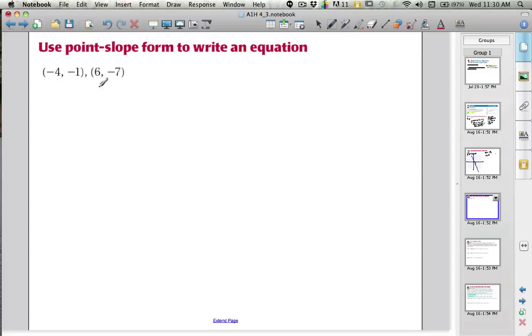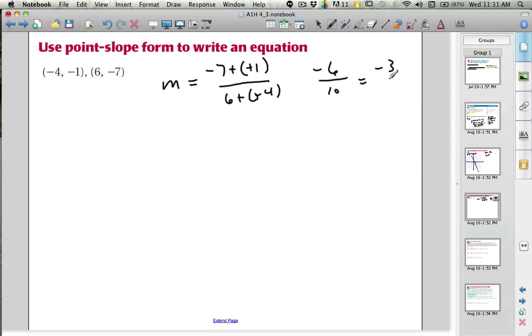If I want to write an equation, I've got 2 points. That means I need to find the slope. So I'll have -7 minus -1 over 6 minus negative 4. So negative 7 plus 1 is negative 6. 6 plus 4 is 10. So this is negative 3/5 when I simplify it.